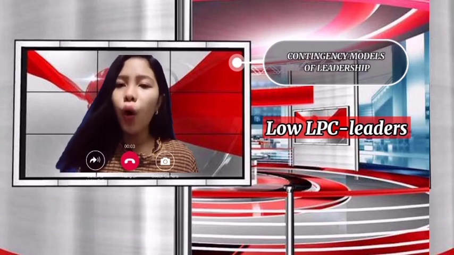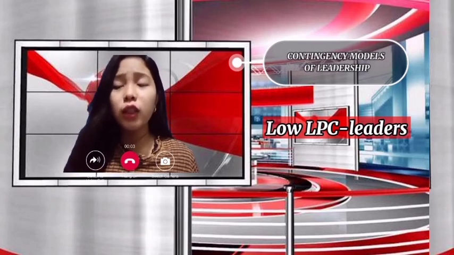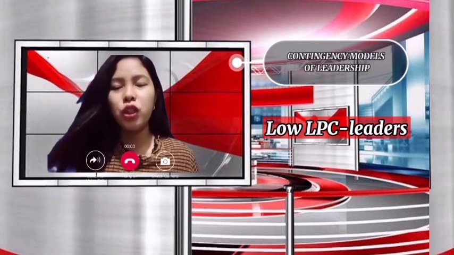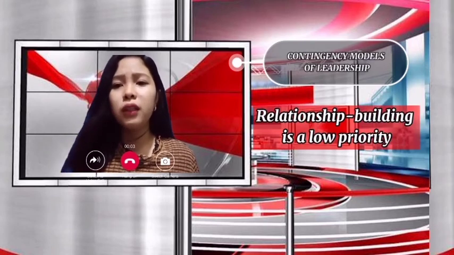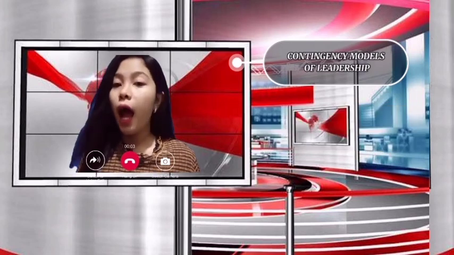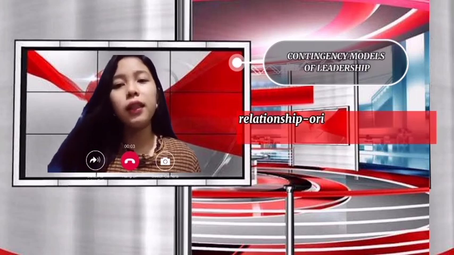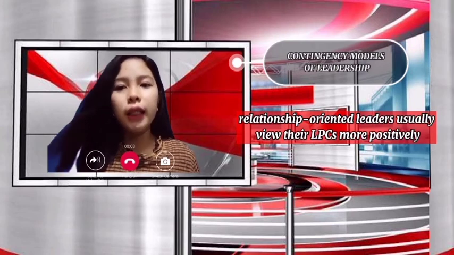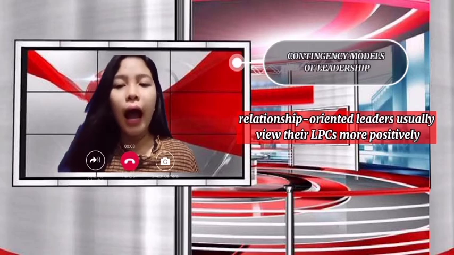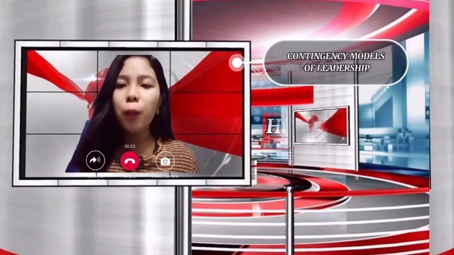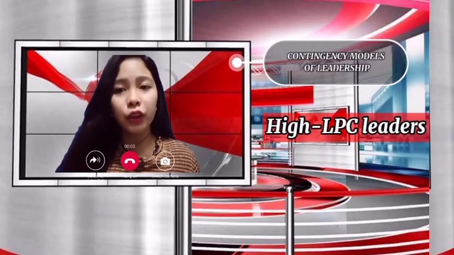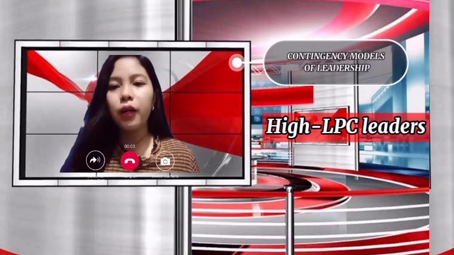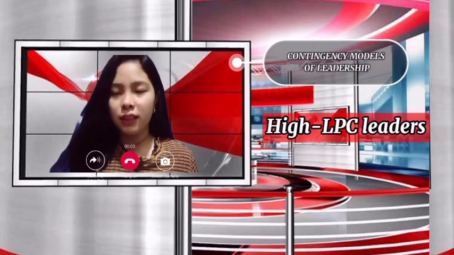He said that low LPCs are very effective at completing tasks. They are quick to organize a group to get tasks and projects done. Relationship building is a low priority. However, relationship-oriented leaders usually view their LPCs more positively, giving them a higher score. These are high LPC leaders. High LPCs focus more on personal connections and they are good at avoiding and managing conflict. They are better able to make complex decisions.